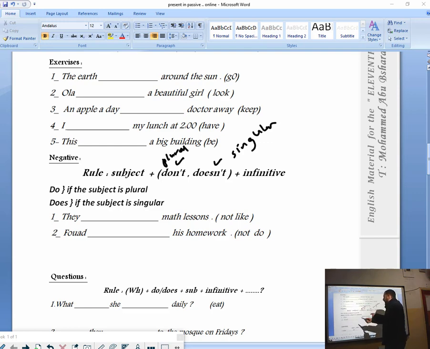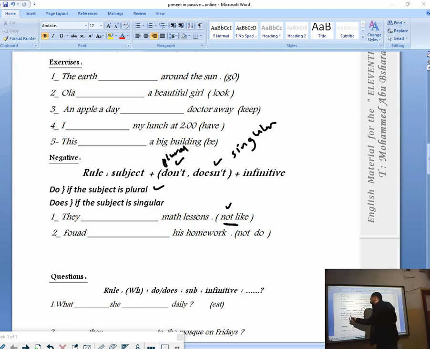As here, do: if the subject is plural, this is the note. We use do or don't if the subject is plural. We use does if the subject is singular. So I'm going to complete these sentences with negative verbs. How do you know that he wants the negative of the sentence? Simply, he adds not between brackets with the verb.